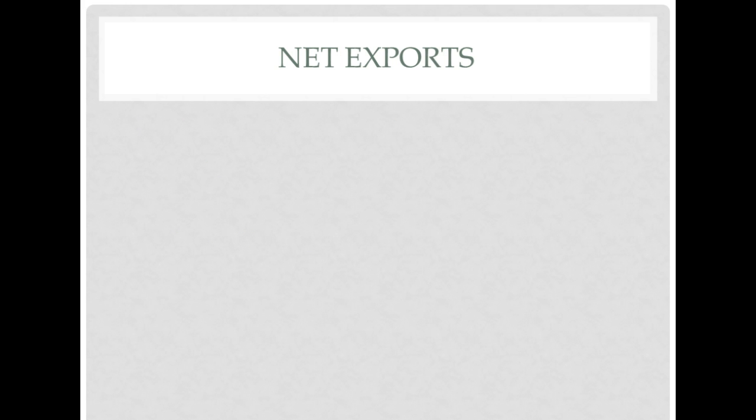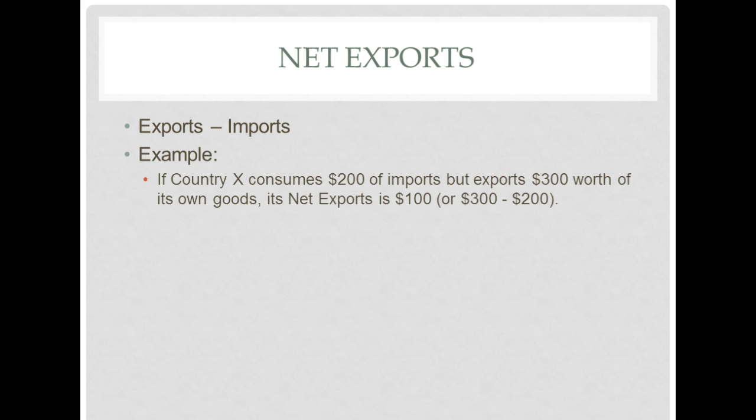Okay, our final category is called net exports. This is a category we're going to spend quite a bit of time on in our very last module, but we're going to just mention it now as part of GDP. So first, what is the definition of net exports? Well, very simply, the term is exports minus imports. That's how we define net exports. Exports minus imports. And so, as an example, if country X consumes $200 worth of imports, but exports $300 worth of its own, its net exports is $100, or 300 minus 200.